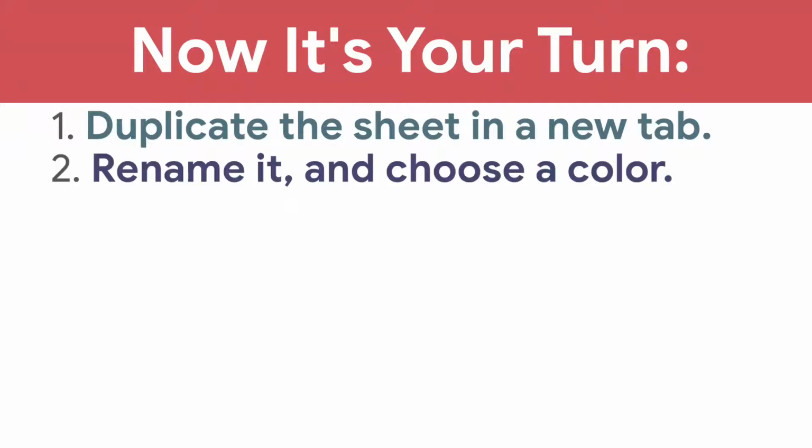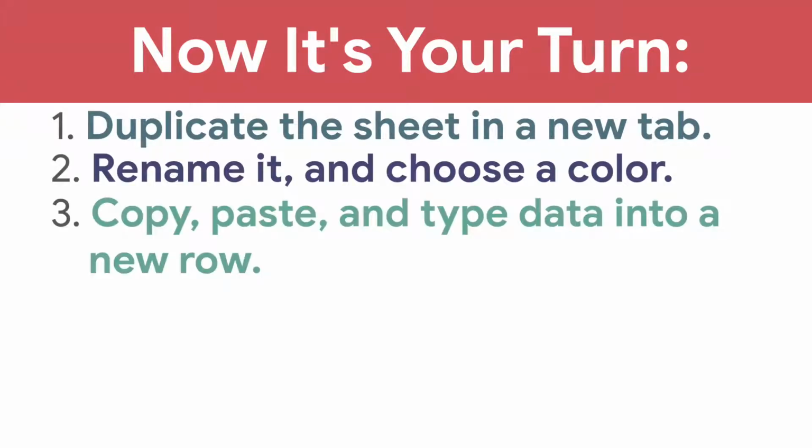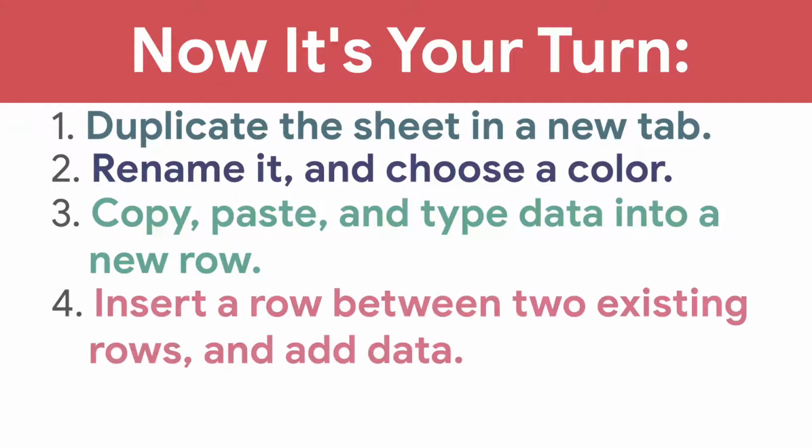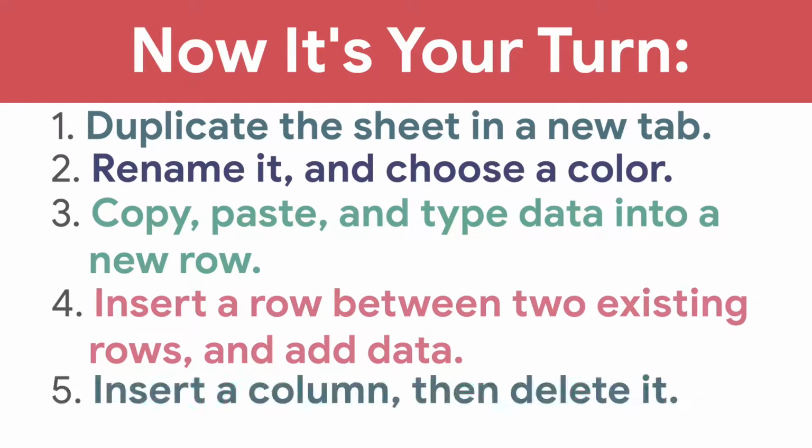Now it's your turn. Duplicate the sheet in a new tab, rename it and choose a color, copy, paste, and type data into a new row, insert a row between two existing rows and add data, and insert a column, then delete it.